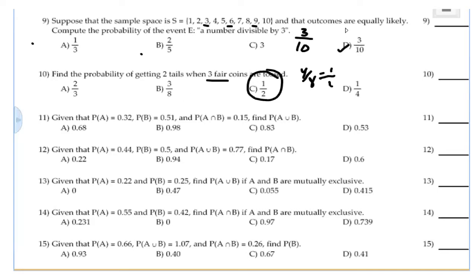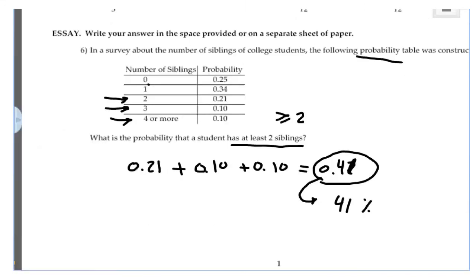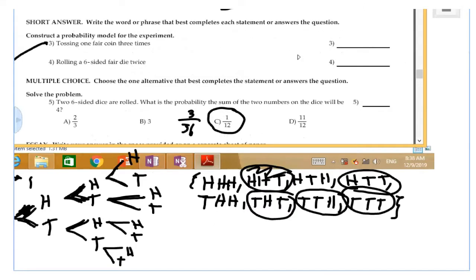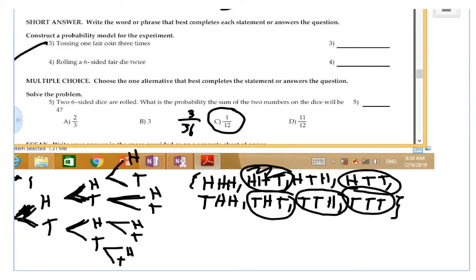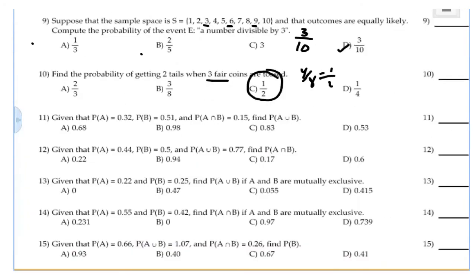So let's go back. I said at least. It's okay, no problem. So it's going to be 1, 2, and 3. So the answer is 3 out of 8. So generally, if it says at least 2, it's going to be half, but only 2 tails is going to be 3 out of 8.